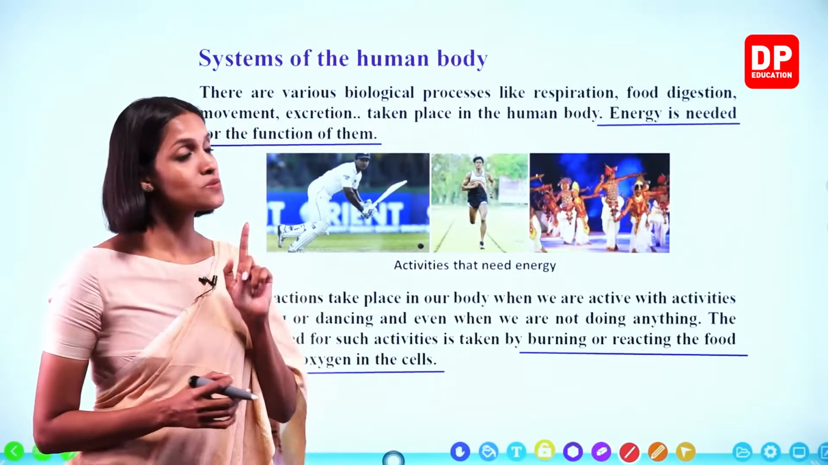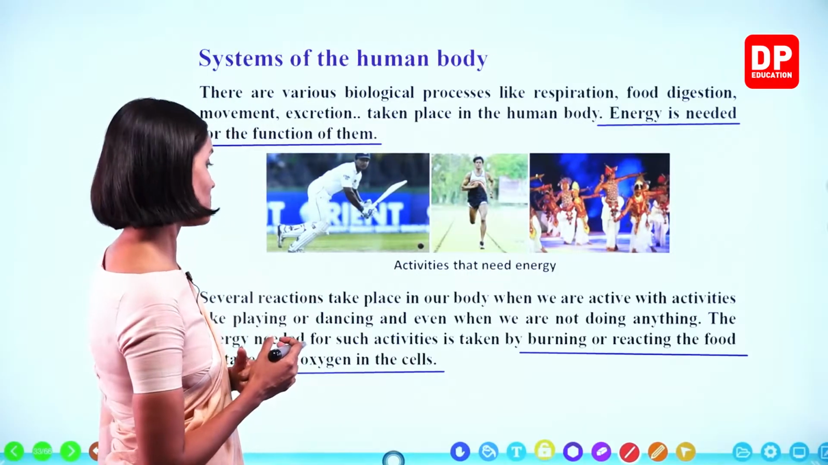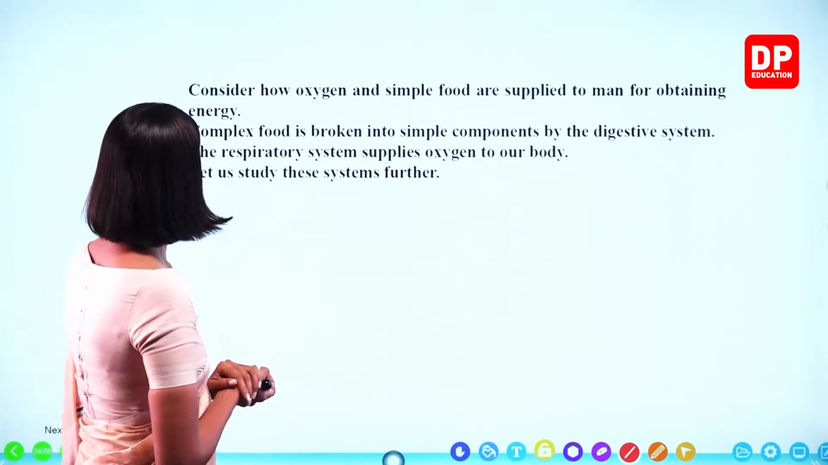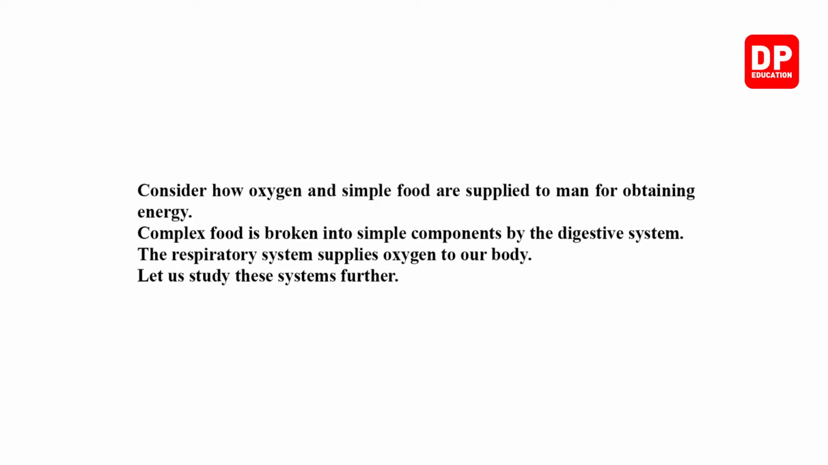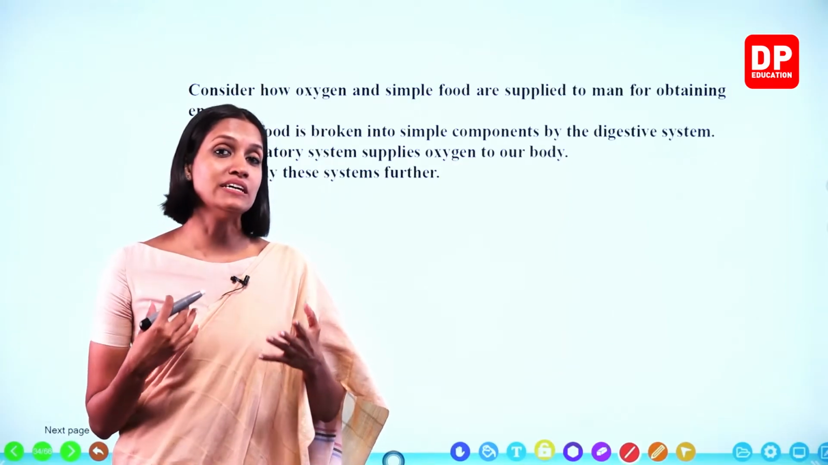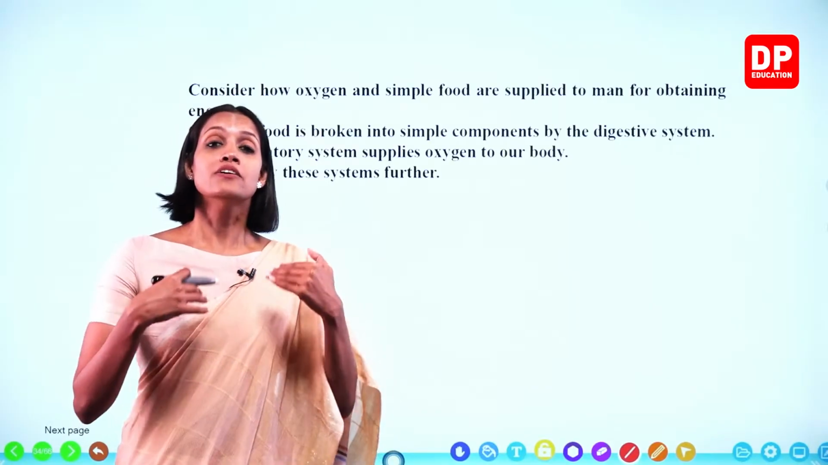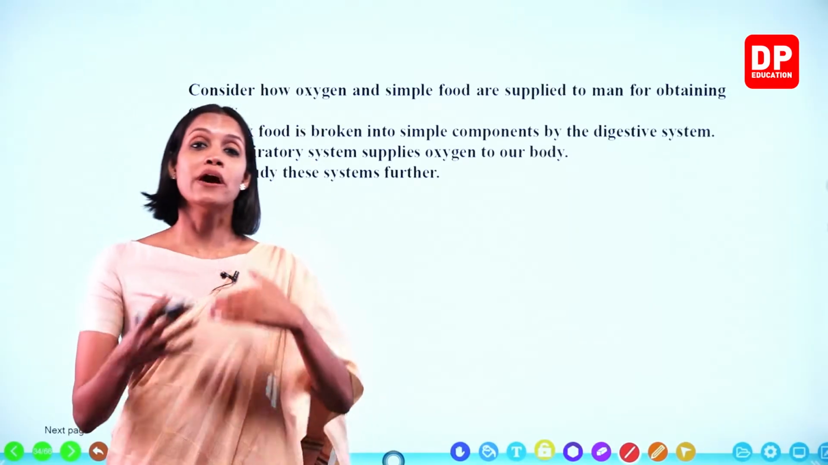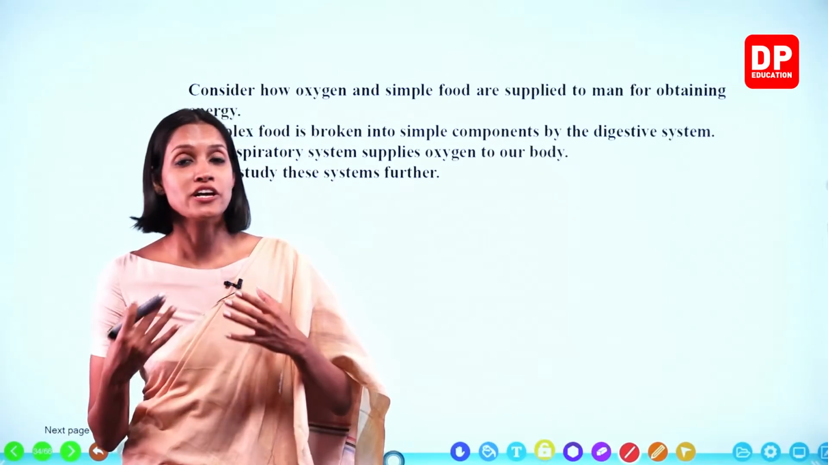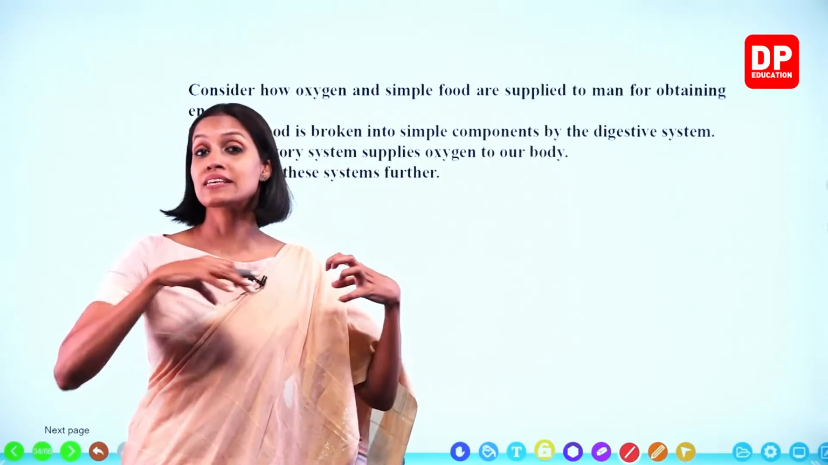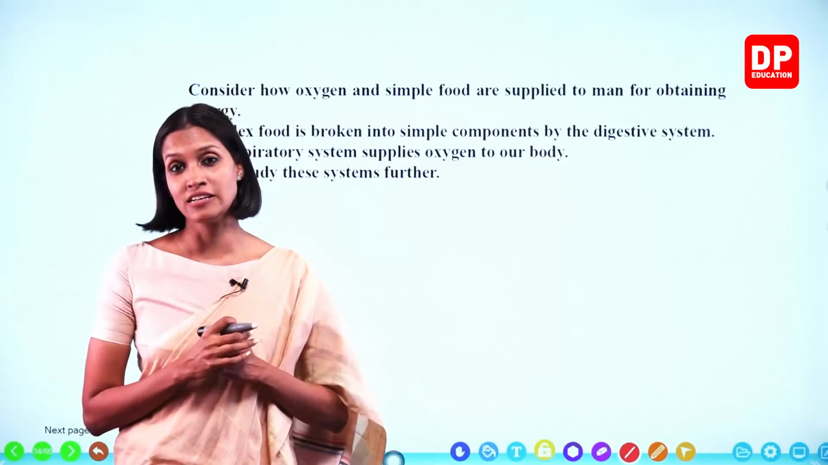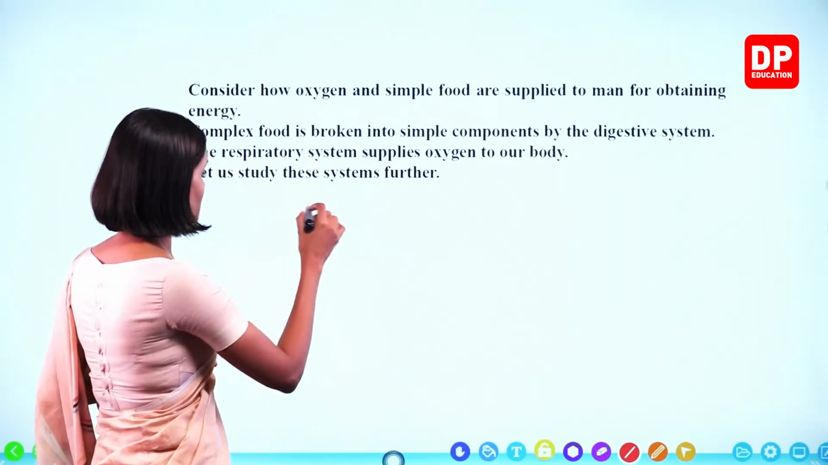So what are the systems we need to do these activities? Right? Let's go through this. Consider how oxygen and simple food are supplied to man for obtaining energy. Do you remember last year in grade 6, we learned about something called respiration. Under respiration, we learned that respiration means the production of energy by burning food. Right? The production of energy when oxygen is combined with the food we eat. We learned it this way.